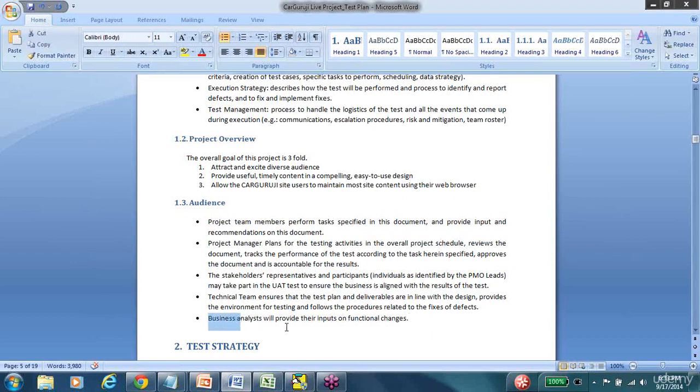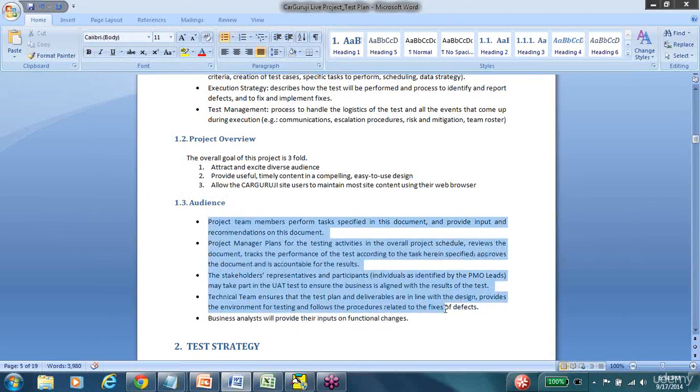Finally, business analyst. Why is this document intended for business analysts? It is for them to provide their input on functional changes. So if for some reason you've identified a scope in a certain way and that is changing, the functionality is changing, or the extent of scope is changing. Let's say a function has been removed from the scope, a new one has been added. Ideally it shouldn't be, but we don't live in an ideal world. Things do change even at the last minute. So if they do, business analysts are the ones who need to let us know.